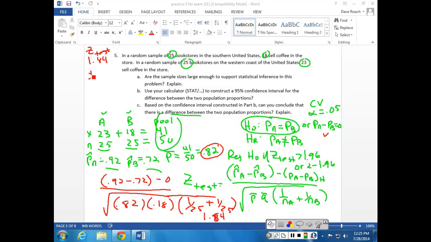That's not greater than 1.96. That's not less than minus 1.96. So we'll fail to reject H0. This could be true. The population proportions could be the same, despite whatever preconceptions you might have about bookstores and coffee in the South and the West.